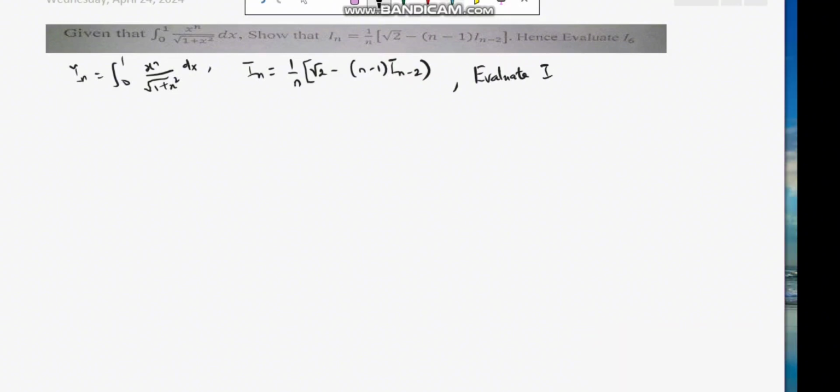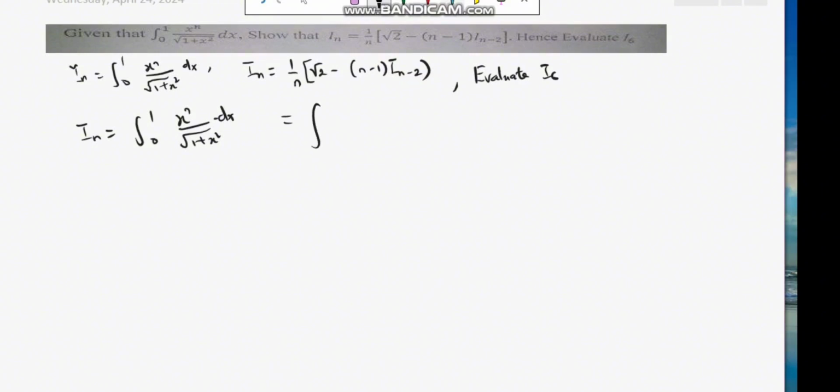So I'm given this question: if I_n equals the integral from 0 to 1 of x^n over root of 1 plus x squared dx, I want to show that I_n gives us 1 over n times (root 2 minus (n minus 1) I_(n minus 2)). Then at the end of the day, we'll evaluate I_6. So I'll start with this. I_n is the integral from 0 to 1 of x^n over root of 1 plus x squared dx.